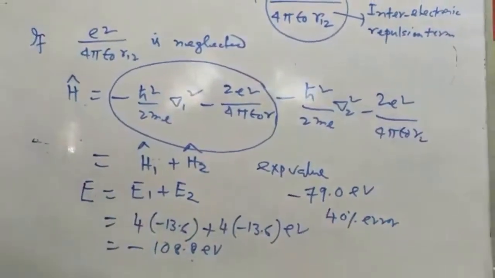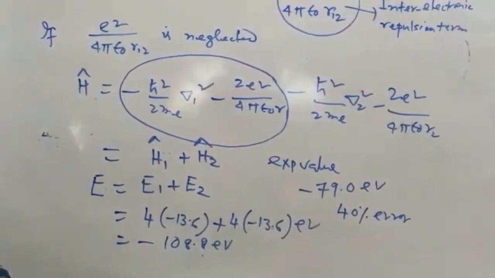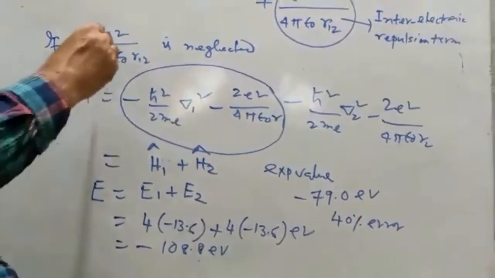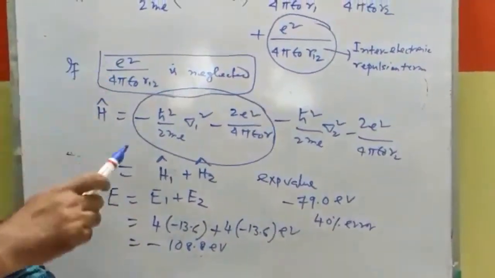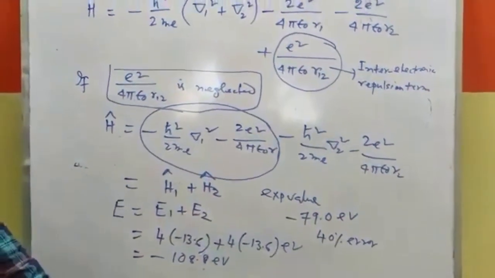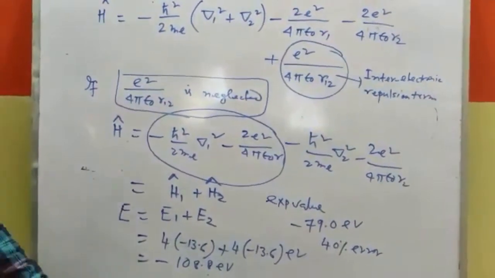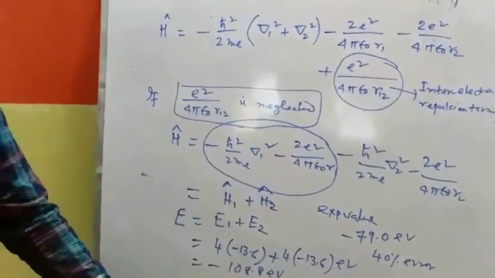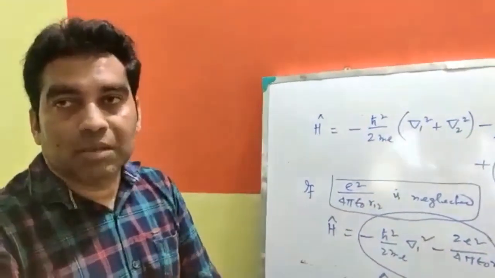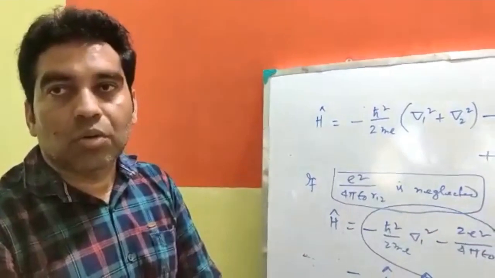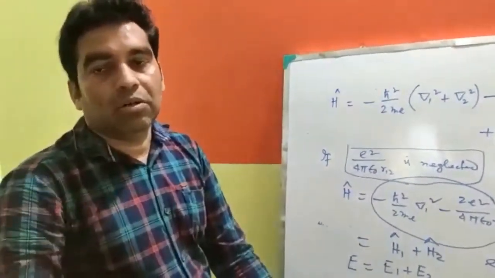So it clearly shows that the inter-electronic term cannot be neglected. So you cannot neglect this term. You have to take this term in your Hamiltonian, then try to solve the problem. So that's why a two-electron system is not exactly solvable. So we have to resort to some approximate method by which one can calculate the energy for the multi-electron system.